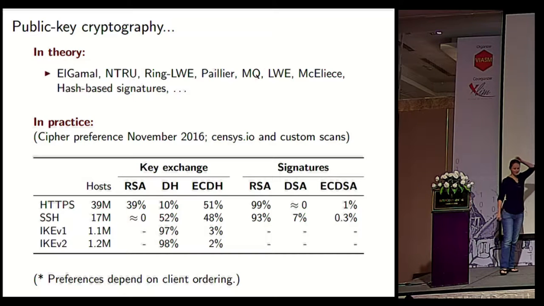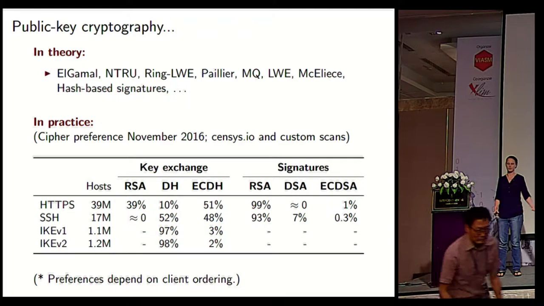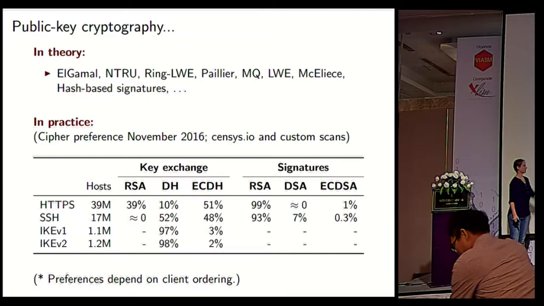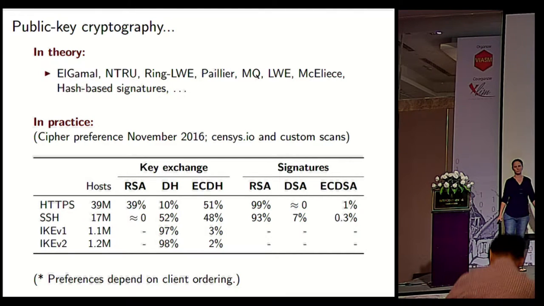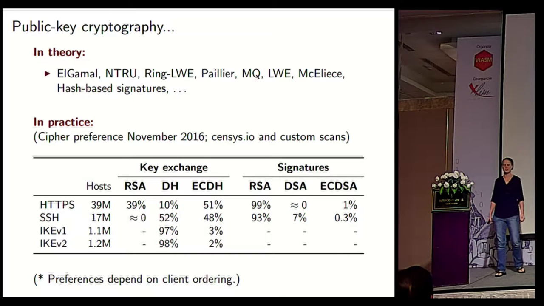If you look at the papers that appear on ePrint or the papers that appear in a crypto conference, there's a huge variety of fabulous public key crypto schemes that have been in development for decades. But if you actually look at what people use on the internet now, we've got three major options for key exchange and three major options for signatures, and that's kind of it. I'm going to focus on public key crypto because I guess that's what I do. You'll have to invite somebody else if you want to talk about the symmetric world.